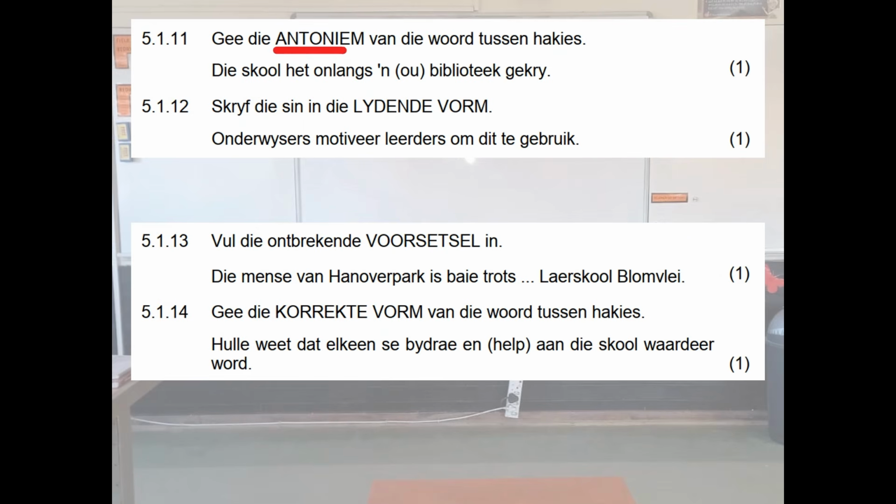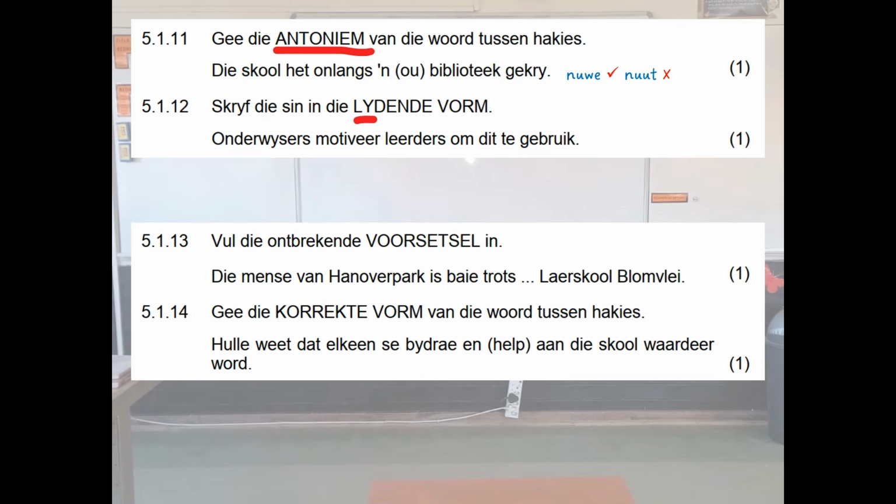Okay, antonym. So antonym is your opposites. There's your word oud. Now, be careful. If they've given you the word oud, you have to keep it in the same verbal form. You cannot now say nie. Oud and nie are opposites. Oud and nuwe are opposites. So make sure that you've got the correct form of the word in brackets.